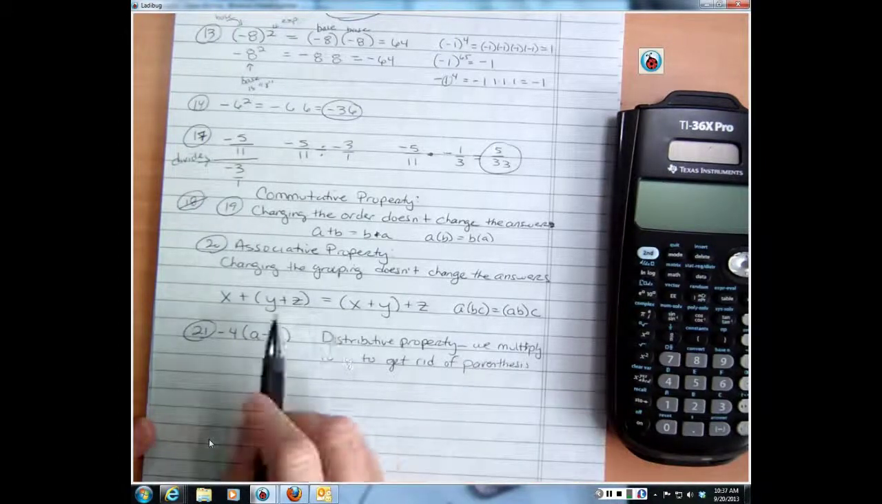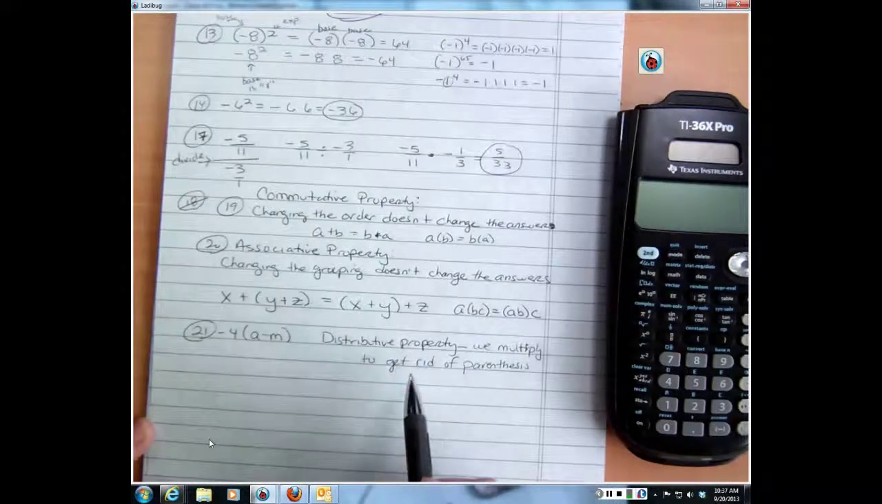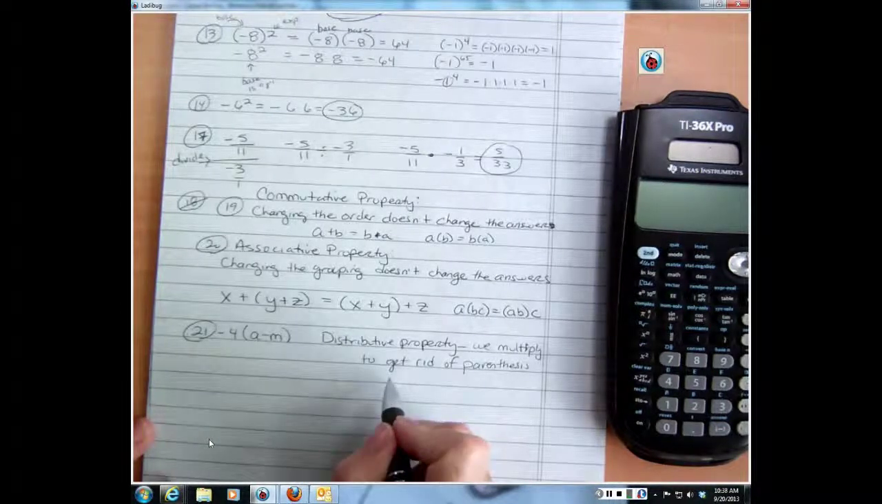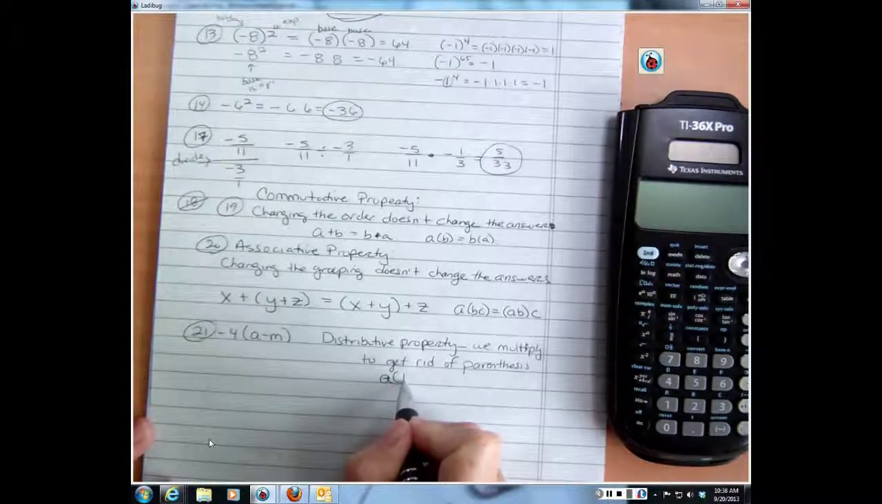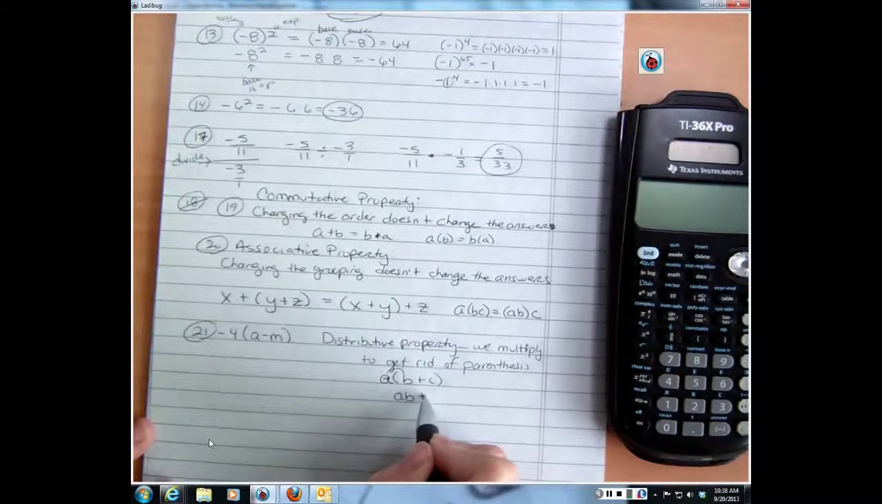I didn't get rid of the parentheses up here, I moved them, right? So over down here I want to get rid of them, and I'm going to show you an easier example before we do that one. Let's say I have A times B plus C. I would say to get rid of these I'm going to multiply. A times B is AB, this is a plus, and then A times C is AC.